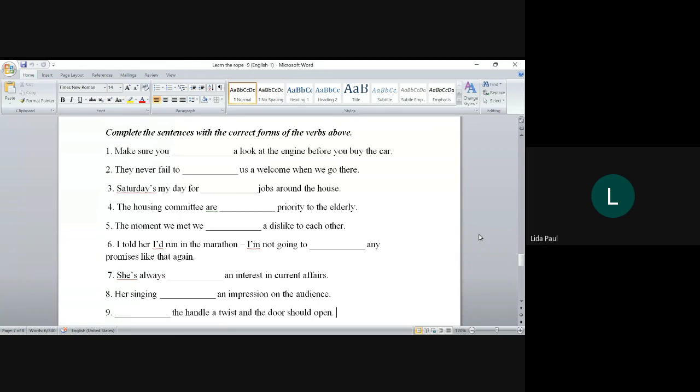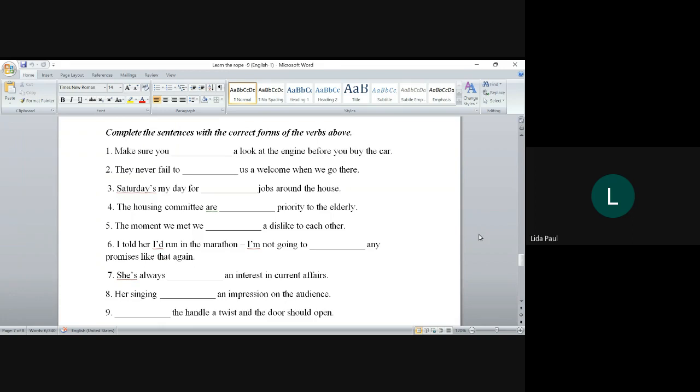Take a dislike. The same thing you can use for like also. In that case, you will say I take a liking for this. So both for dislike and like, you can use the delexicalized verb take. Now because this is in past tense, what are we going to write? Took, right? The moment we met, we took a dislike to each other.